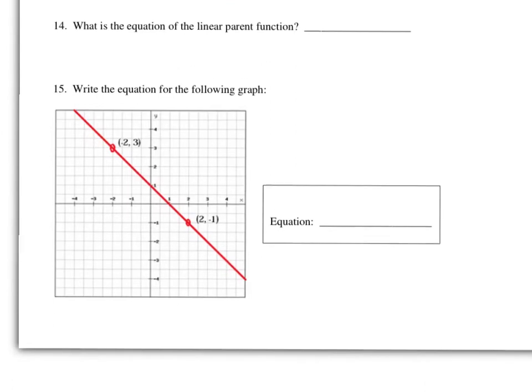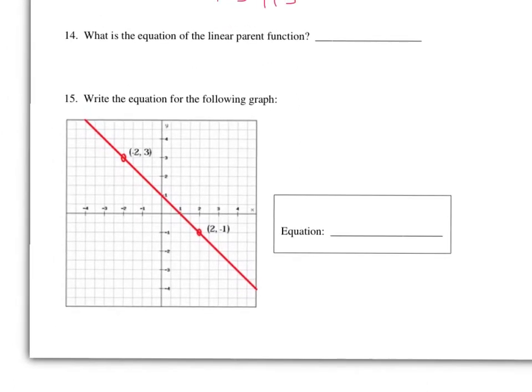Number 14, what is the equation of the linear parent function? Just something you have to memorize. It's y equals x. If I was looking at ordered pairs, it would look something similar to this. Okay, or -1, -1. All of the values of y equal the value of x. So when x is 0, y is 0. When x is 1, y is 1. They're equal. That's the linear parent function.